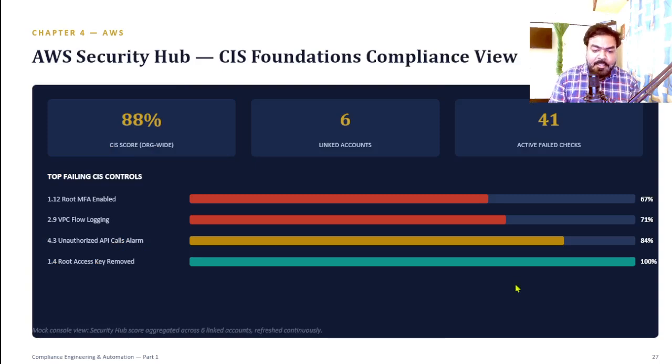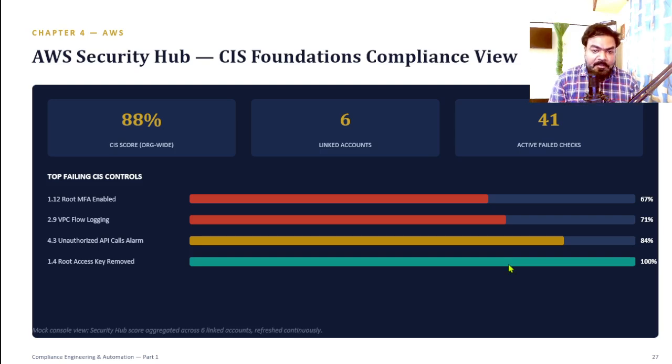AWS Security Hub, CIS Foundations compliance view. Here's what the Security Hub view actually looks like. 80% CIS score across 6 linked accounts with 41 active failed checks. And look at that ranked list. Root MFA enabled is sitting at just 67%. And that single number is exactly the kind of gap that a point-in-time audit would miss for months. But continuous monitoring surfaces it immediately, refreshed in real time, ready for someone to go fix today.